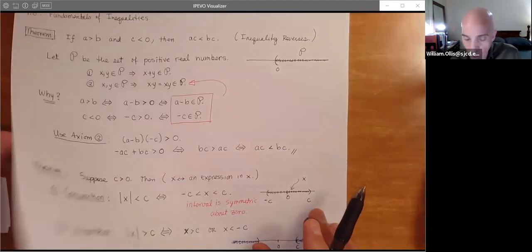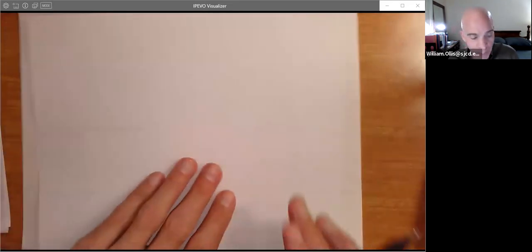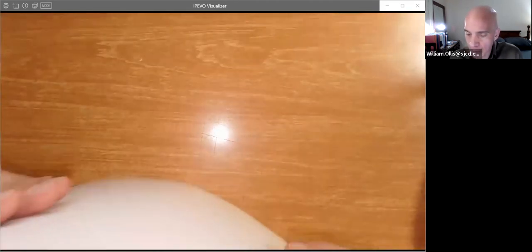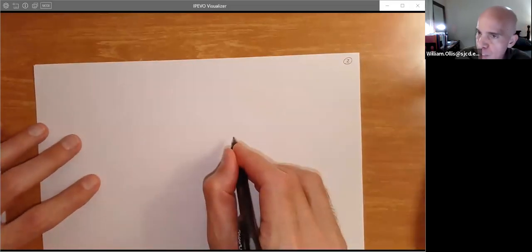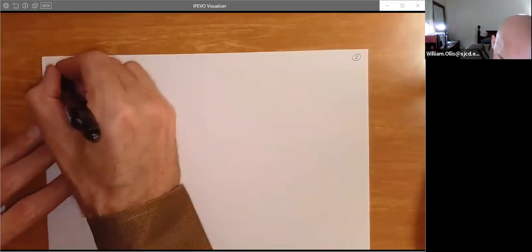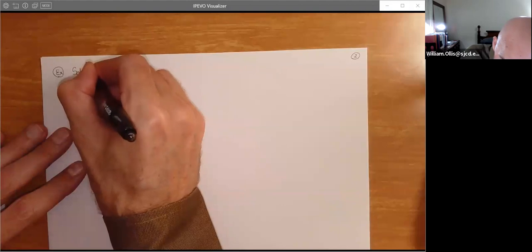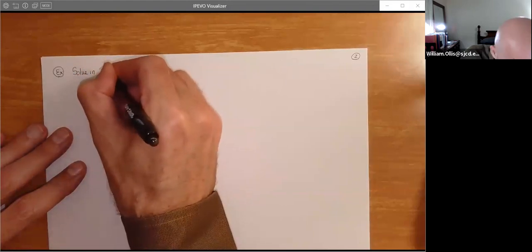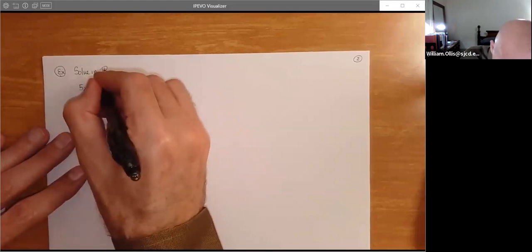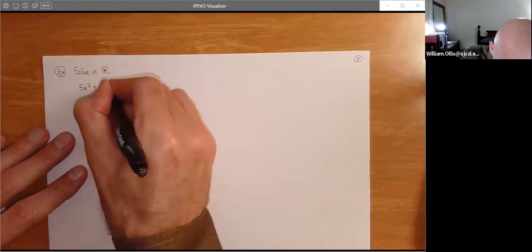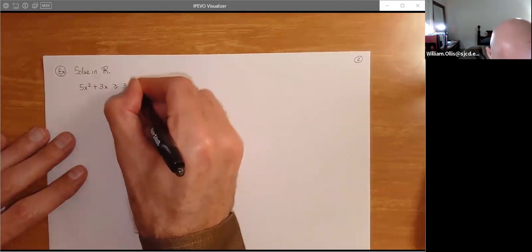Okay. Now, what I wanted to do is take the idea of solving inequalities. So when it comes to actually working with an inequality, let's take something simple like a quadratic. For instance, here's an example. The WebAssign would say solve in the real numbers. And so maybe we had the following: 5x squared plus 3x is greater than or equal to 3x squared plus 2.